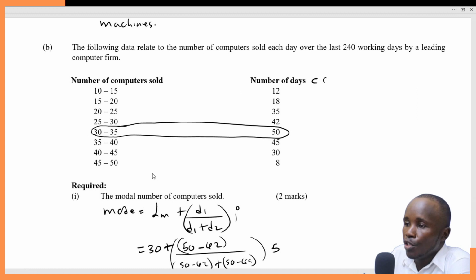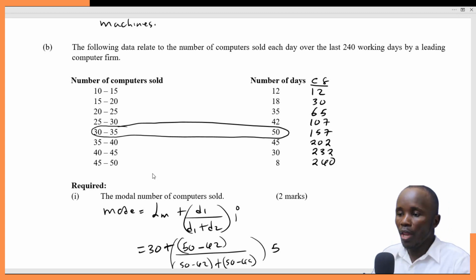To find my quartiles, I will introduce something we call cumulative frequency. I add this one, 12 plus 18, 30, plus 35, this gives me 65, plus 42, this gives me 107, plus 50, this gives me 157, plus 45, that is 202. Then I add this, I get 232. I add this, I get 240.